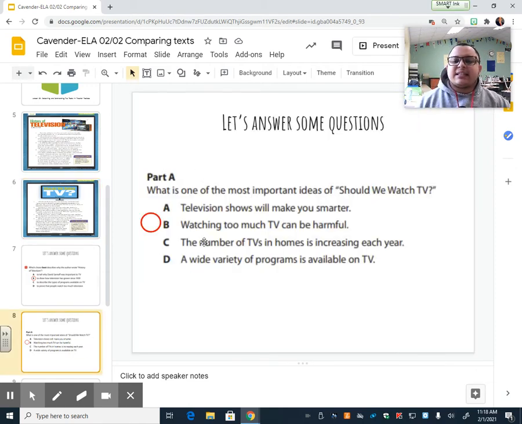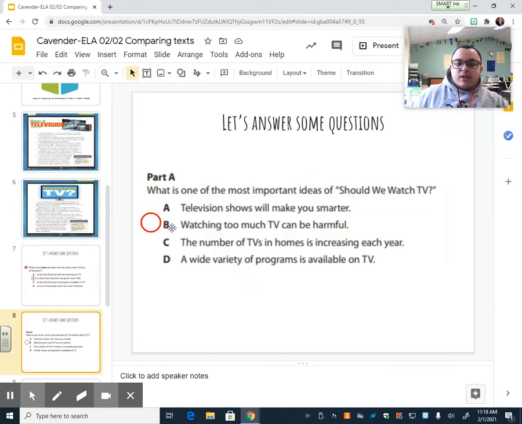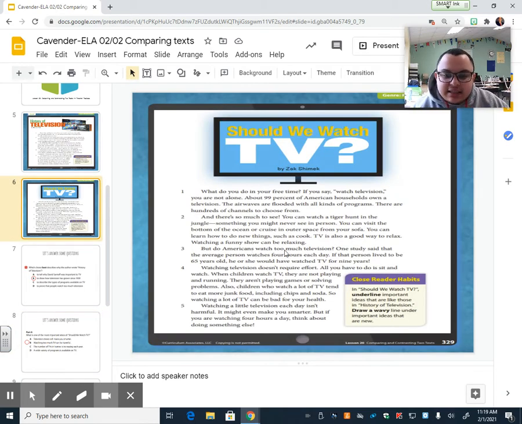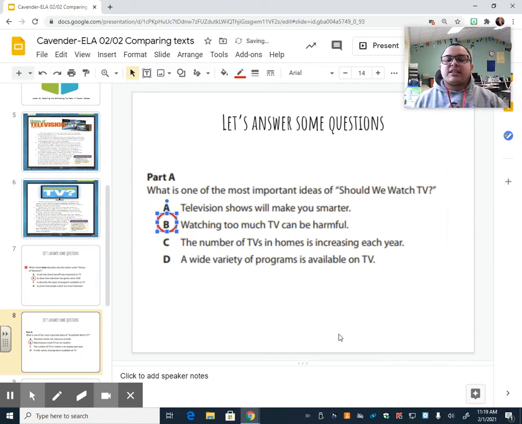So maybe. Is it that the number of TVs in homes is increasing each year, going up? Nope, that was the first one. Remember, because it started off with 6,000 and then it went to 12 million, then 49 million, and now it's at 120.6 million. Or is it that a wide variety of programs is available on TV? Now, it does tell us that people can watch comedies and dramas and cooking shows, but that's not what the entire thing is about. So it's going to tell us that watching too much TV is harmful for your health.